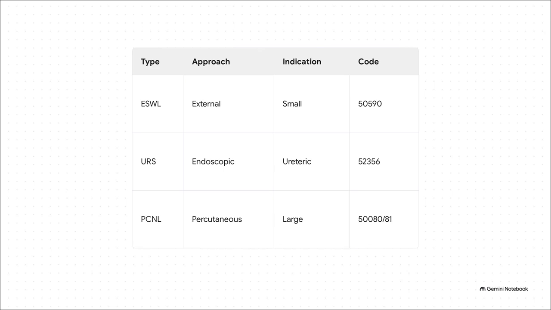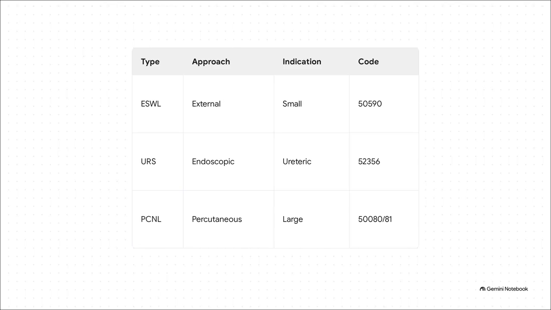Okay, so here is your master blueprint, summarizing these 3 approaches. For those of you currently prepping for your certification exams, I absolutely urge you to just memorize this matrix. See how the clinical indication and the approach pair perfectly with a specific CPT code. External shock waves for those small stones routes straight to 50590. Endoscopic access for ureteric and renal stones routes to 52356. And that direct percutaneous access for large complex stones, that's going to route to 50080 or 50081.